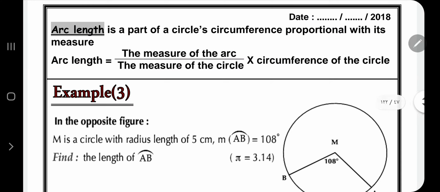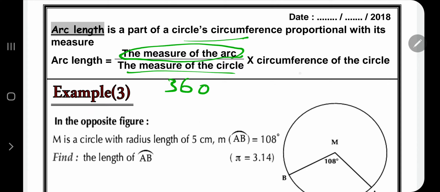The next one. What about the arc length? The arc length is a part of the circumference of the circle. I will find the arc length by this rule: the measure of the arc in degrees over the measure of the circle, which is 360, multiplying the circumference. What about the circumference? It's equal to 2πR or πD.